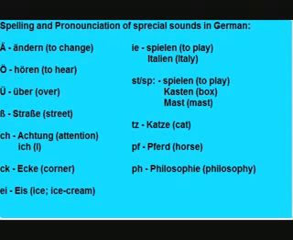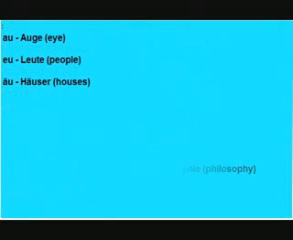The PF is like in Pferd, so horse. The PH is F, like in English, so philosophy. The AU is like in Auge. The EU is like in Leute, people. And the Äu is also pronounced like EU, like in Häuser, which means houses, so the plural of house.